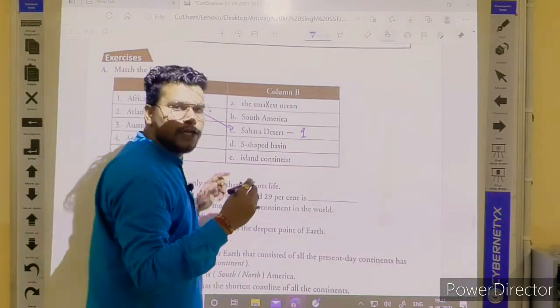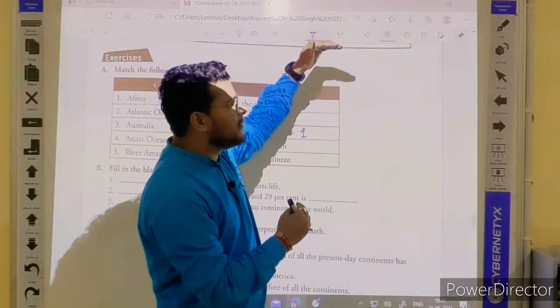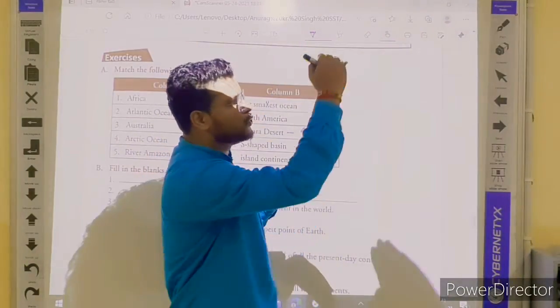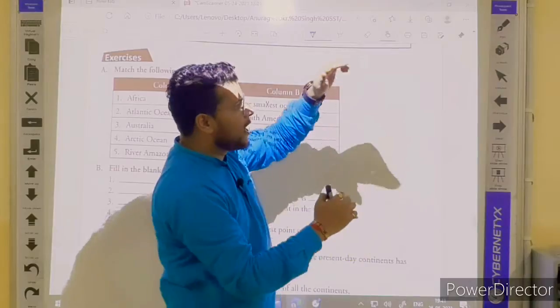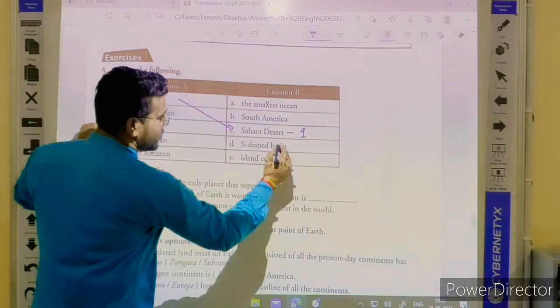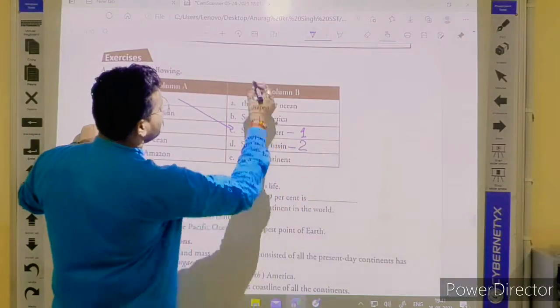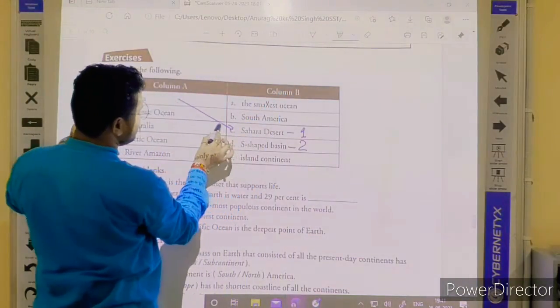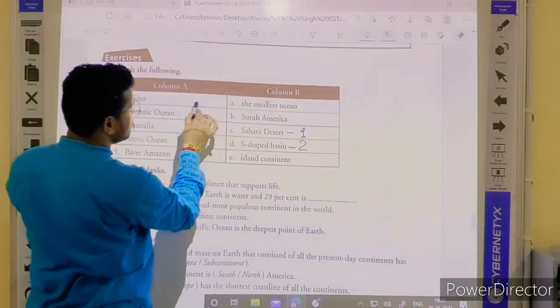Now the Atlantic Ocean. The Atlantic Ocean separates North America and South America from the Europe and Asia continents, and it is in the shape of S. So obviously the Atlantic Ocean. You write here 2.